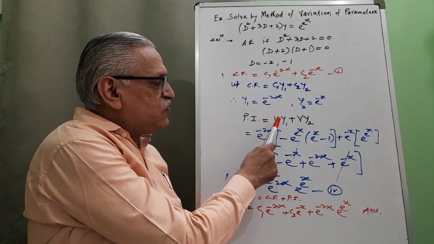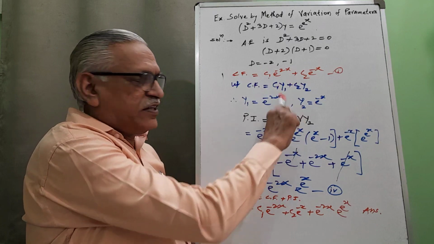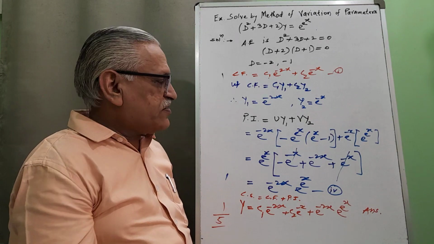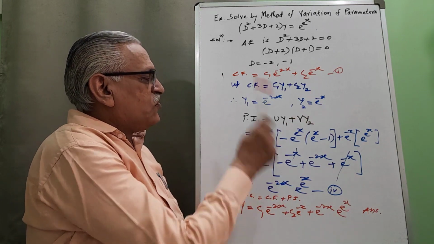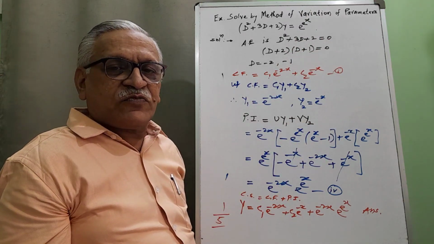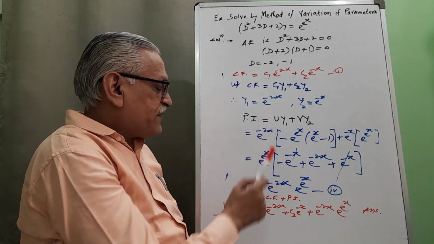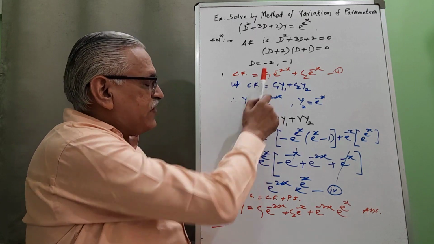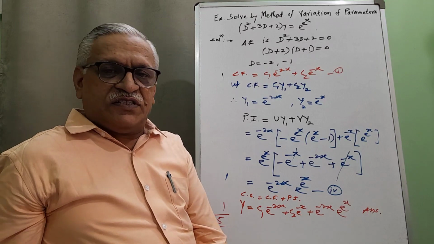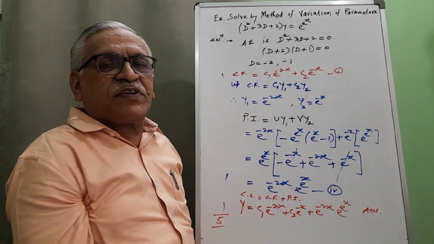Then pi is equal to u y1 plus v y2, where u is minus integration of y2 into phi of x divided by A, and its integration with respect to x, and v is integration of y1 into phi of x divided by A, and its integration with respect to x. Then put all those 4 values here to obtain this pi. Then combine this CF and pi to get the required solution. Therefore, these are the major steps to solve any problem by the method of variation of parameters.